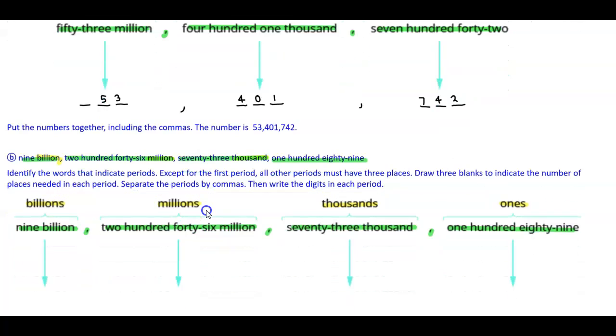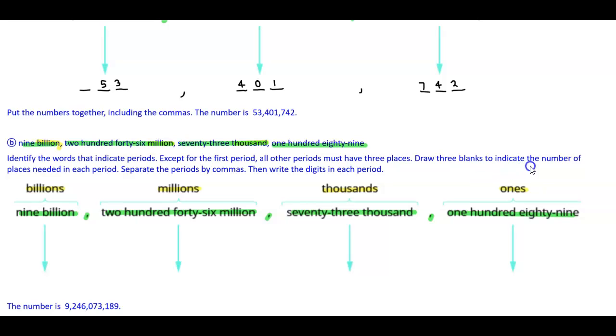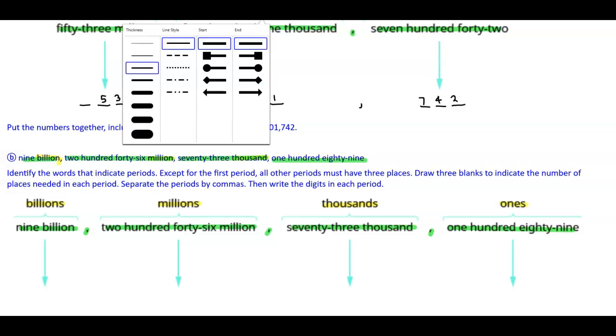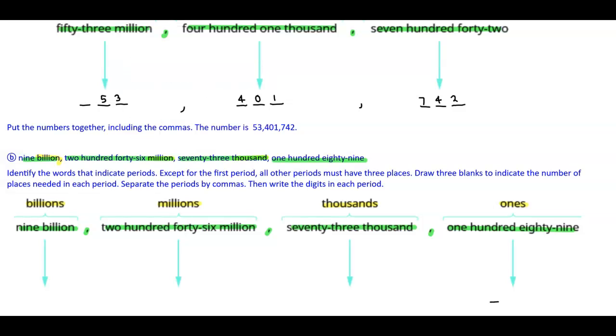Okay, so again, except for the first period, all other periods must have three places. So we're going to draw three blanks to indicate the number of places needed in each period. And then we're going to separate the periods by commas and then write the digits in each period. So we have three blank spaces here, and then three blank spaces here. We have another three blank spaces here, and then three blank spaces there. So starting with the ones period, we have 189. So that means we have 189 in the ones period, and then we have our comma.